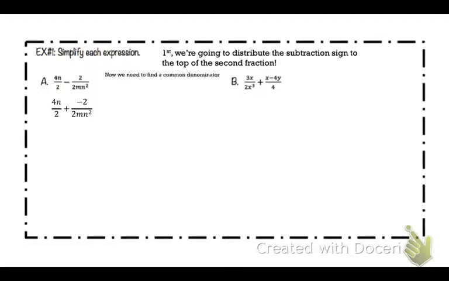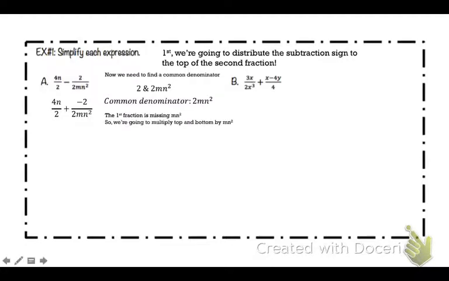Okay, now we have to find a common denominator. So I'm going to look at my denominators. I have 2 and I have 2mn squared. So the common denominator here is 2mn squared because 2 goes into 2mn squared. Okay? So that first fraction is missing the mn squared. So I have to multiply top and bottom by mn squared so that I can get the common denominator there. Okay, so I'm just going to multiply that top and bottom. I'm not multiplying anything to the second fraction because it already has everything we need.